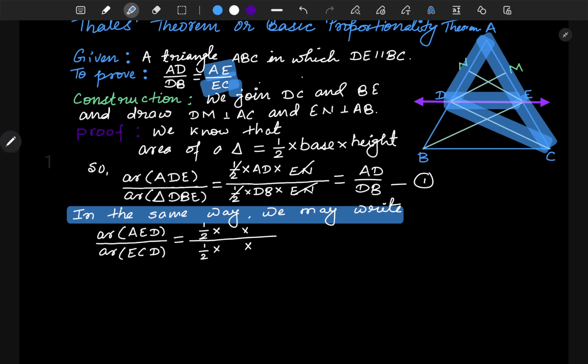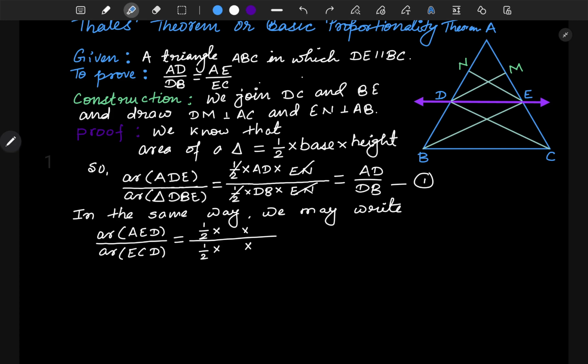Again, choosing the base carefully, we will write here base AE, and the height for AE will be DM. Here the base will be EC, and again the height will be the same DM. So this 1 by 2 gets cancelled out, DM also gets cancelled out. So it becomes equal to AE upon EC. Let's say this is the second equation.